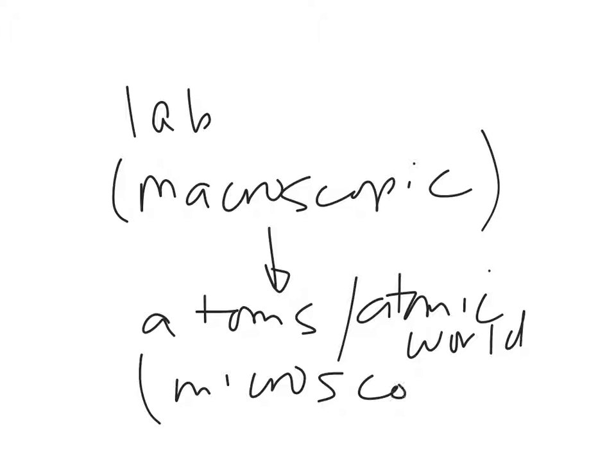So we make measurements in the lab so that we can take our macroscopic observations and figure out what's going on at the microscopic level. So this language of chemistry then is based on both observations that we make in lab and measurements.